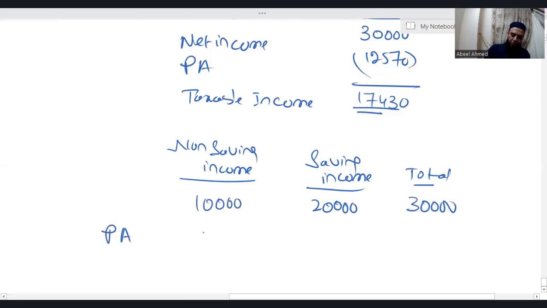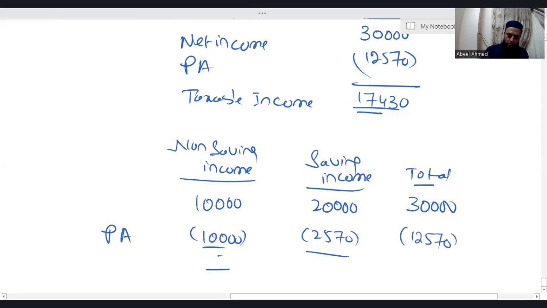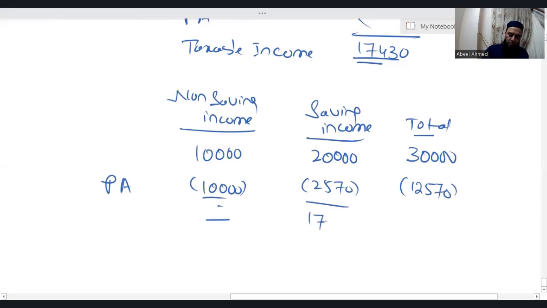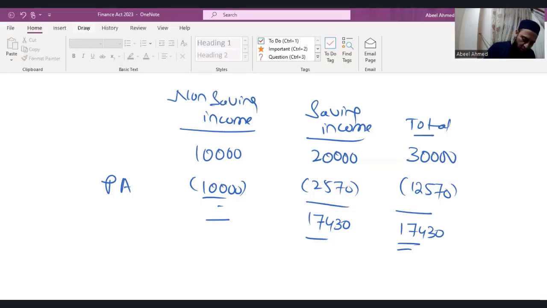Personal allowance, obviously, first you have to deduct from the non-saving income. Now listen. In the column of non-saving, you just have 10,000. So first you have to deduct the personal allowance from the non-saving income. Still, the personal allowance is left. So remaining personal allowance now will be deducted from the saving income, which is 2570. So here comes your taxable income, 17,430. Okay, now we have to calculate income tax.